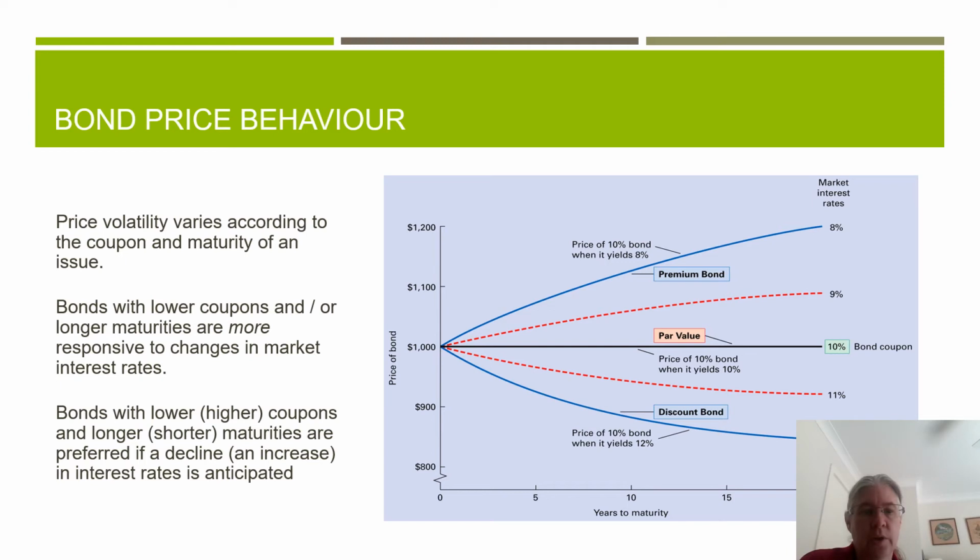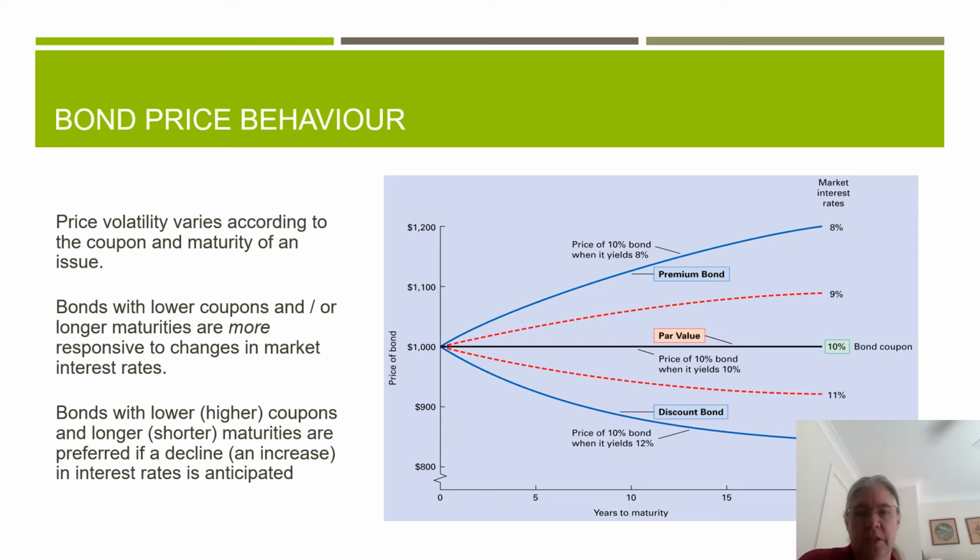So if they've got lower coupons and longer maturities, they're preferred if a decline in interest rates is expected in the future. Bonds with higher coupons and shorter maturities are preferred if there is expected to be an increase in interest rates in the future.